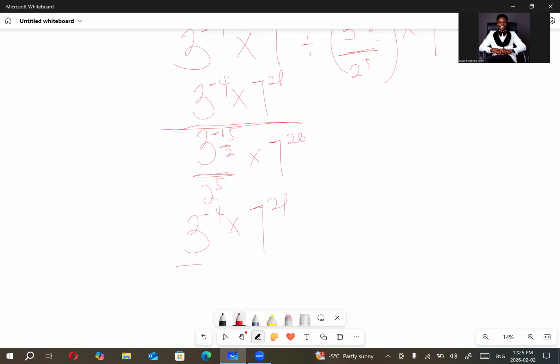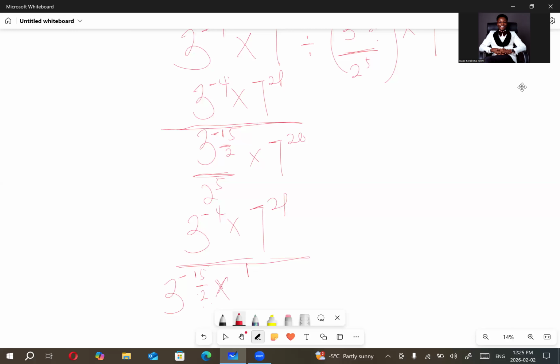Yeah, so let's start with the base. That will be 3 exponent negative 15 over 2, times... you reciprocate. I introduce a multiplication sign, so you reciprocate that: it was divided by 2 exponent 5.